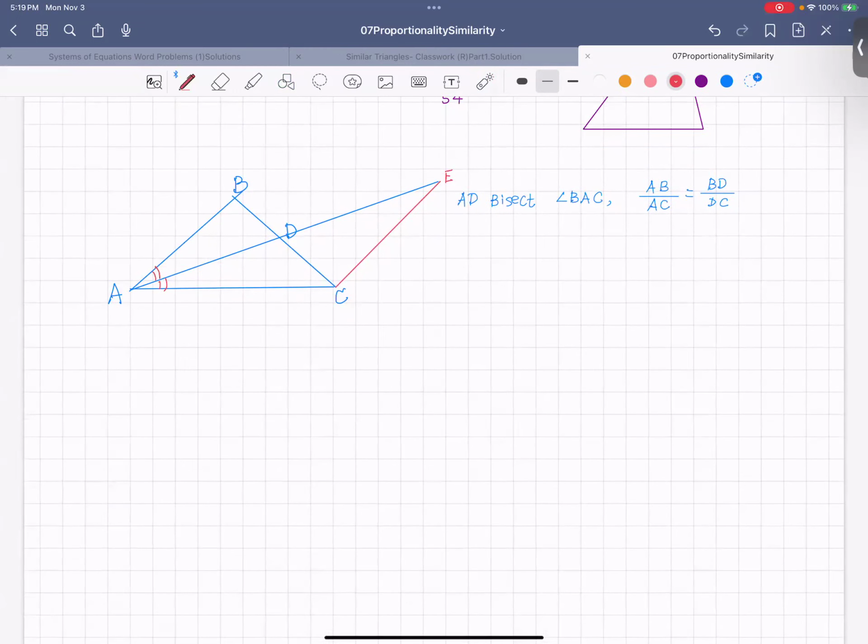I draw some basic framework to do this question, okay? Because I draw CE parallel to AB. I draw these two lines parallel.